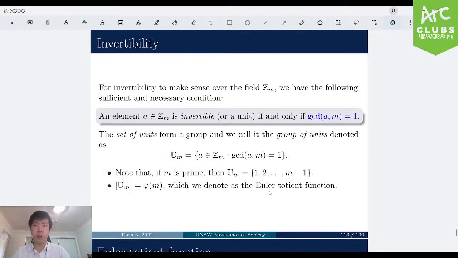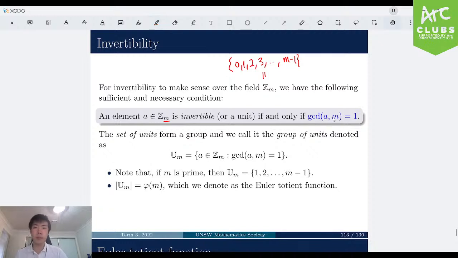Invertibility. For invertibility to make sense over the field Zm, the set of numbers from 0, 1, 2, 3, all the way to m minus 1, we have the following sufficient and necessary condition. An element A in Zm is invertible, otherwise called a unit, if and only if the greatest common divisor between A and the modulus M is equal to 1. In other words, A and M are co-prime.